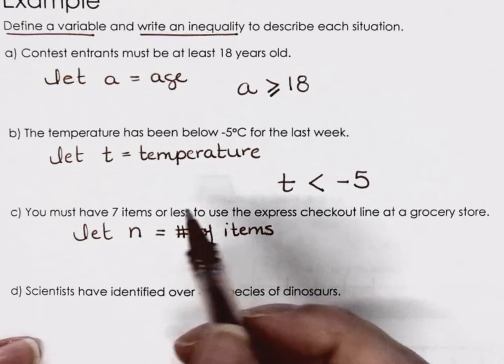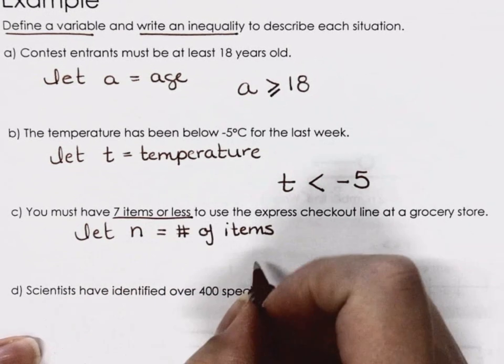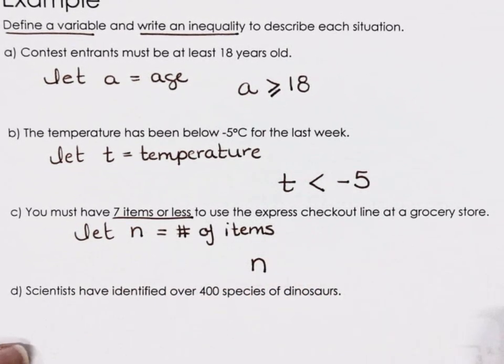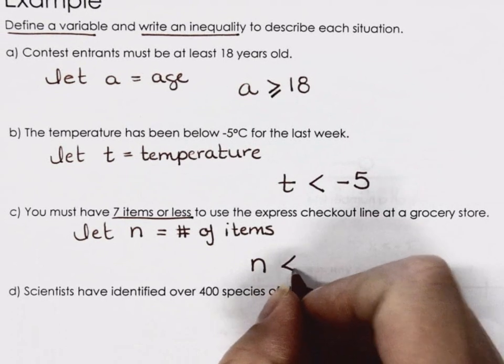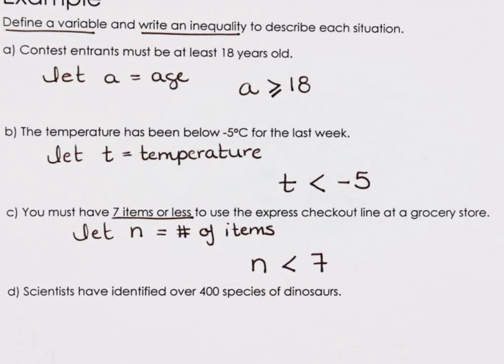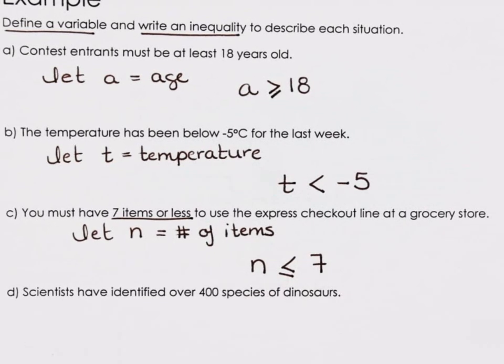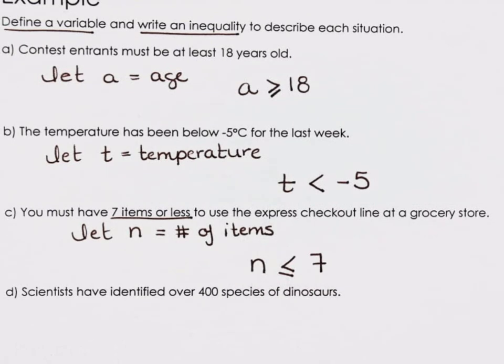All right, so we need 7 items or less. So N is greater than or less than 7? Less than. Can it equal 7? Yeah, we can have 7 items. We can have 2 items. So it's any number less than 7, 7 or less. And we see this all the time in our everyday lives. We probably don't think of it in a mathy way, which is okay too.